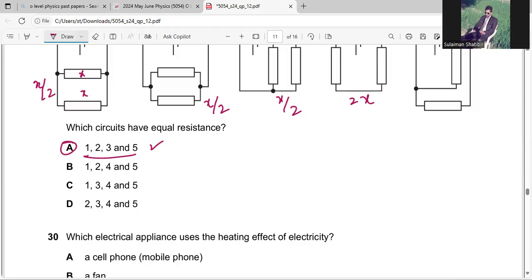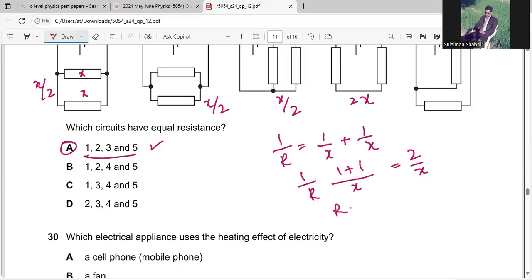How I took this X by 2, I will also do it for this one. 1 over X plus 1 over X is equal to 1 over R. So I will say X is the LCM. 1 plus 1 is equal to 2 over X, equal to 1 over R. So R is equal to X by 2. So I took this in the case of parallel. Go for number 30 over there.